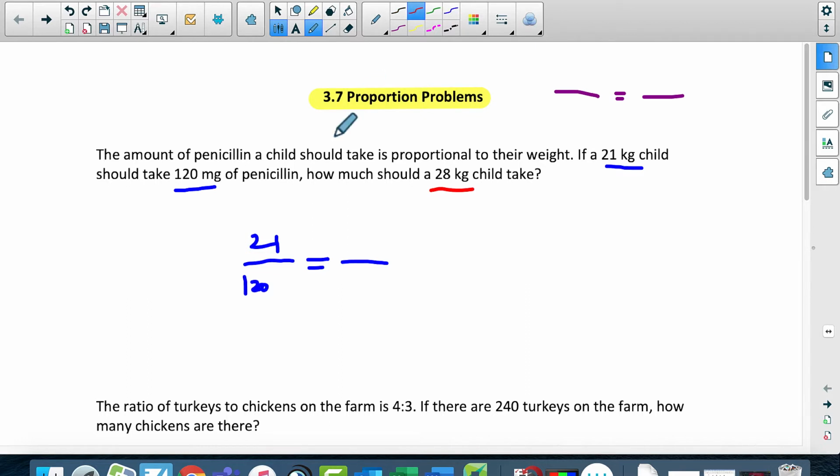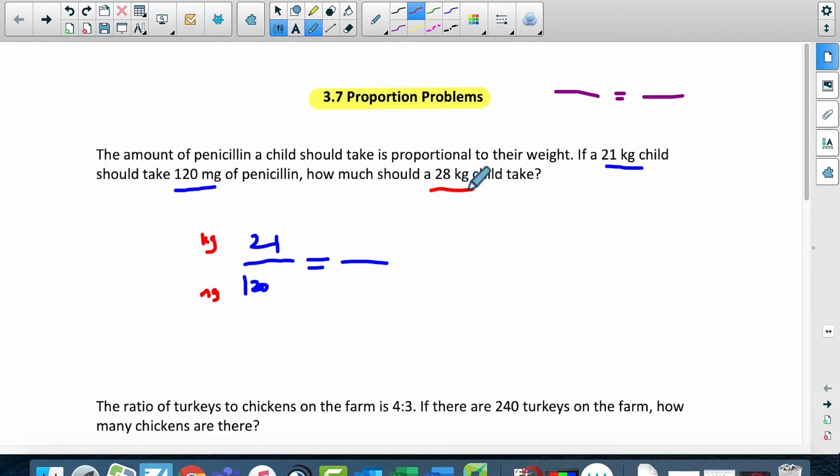So what you want to make sure of is that you're clear what the 21 refers to and the 120. The 21 is kilograms or weight if you want. I'll put kg for kilograms, or you could put W for weight. And the 120 is the milligrams, again, a weight of penicillin. So probably good I put kilograms and milligrams.